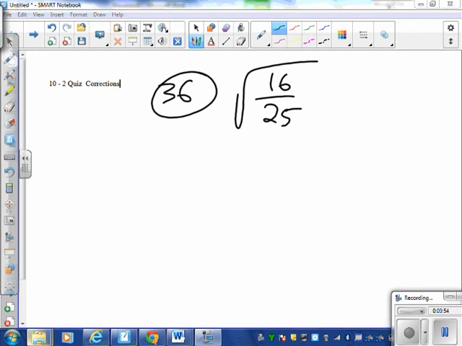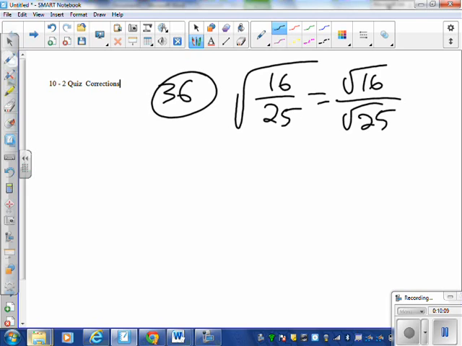Next problem, number 36. We have 16 over 25. Another way of looking at this problem to make it a little easier, you could rewrite this as the square root of 16 over the square root of 25, and you do it just like you did before. What's the square root of 16? 4. Square root of 25? 5. So that would be our final answer.